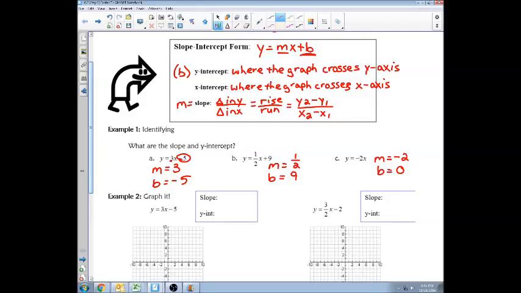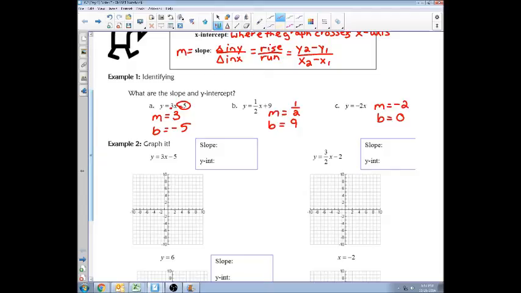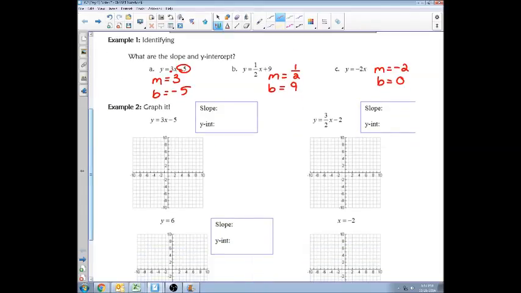Now that we have identified our slope and our y-intercept, we need to be able to graph it. So the first thing we're going to look at is, let's identify our slope and y-intercept. Our slope is 3. I can also write 3 as 3 over 1. That will help us with our rise over our run. Now, that would make us go up and to the right because they're both positive. I also am going to have to be able to work down and to the left. So I can also write that as negative 3 over negative 1.